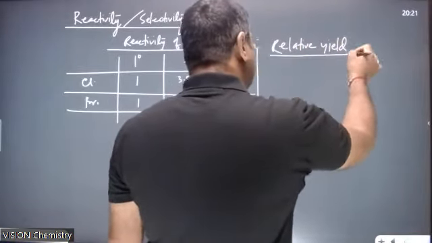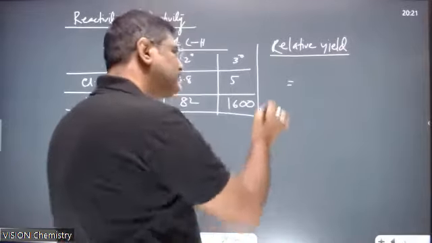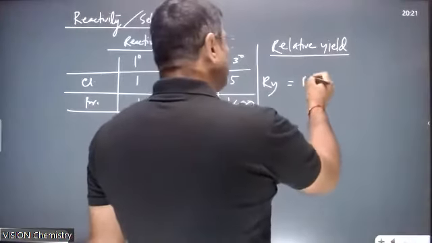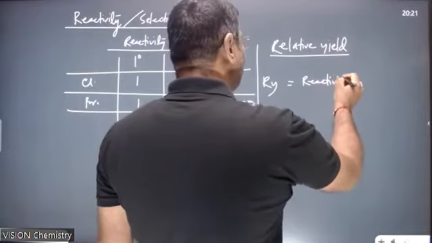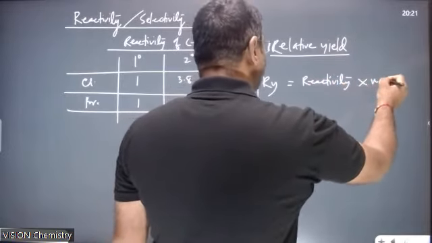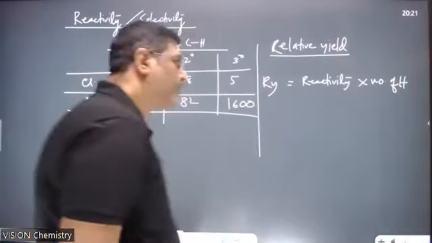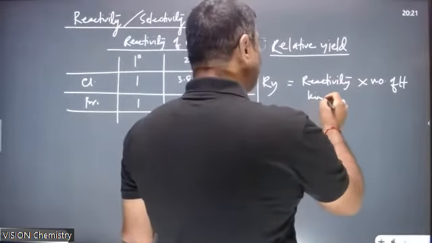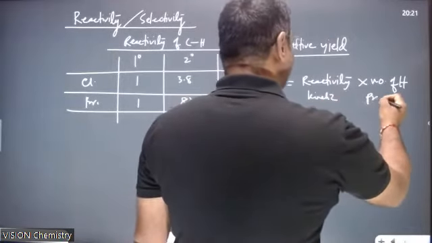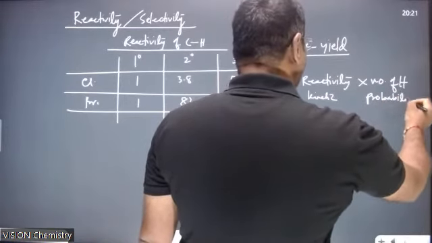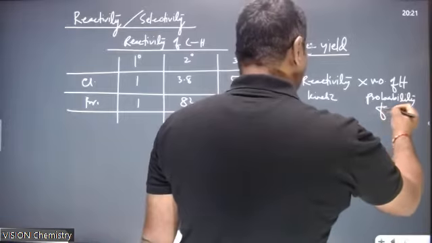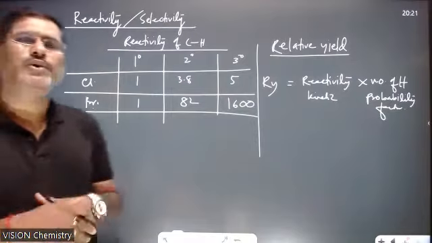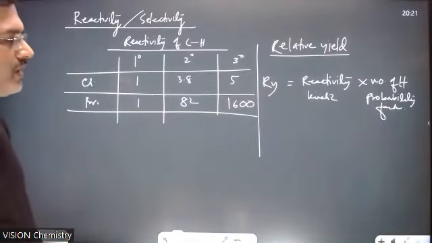Relative yield is in comparison to this one. What is the relative yield? Relative yield, Ry, is equal to the reactivity of those hydrogens into the number of hydrogens. Honestly speaking, I said this one kinetic factor, and this one probability factor. This is the product of kinetic and probability factor. What do you mean by probability factor, sir? You see this one.